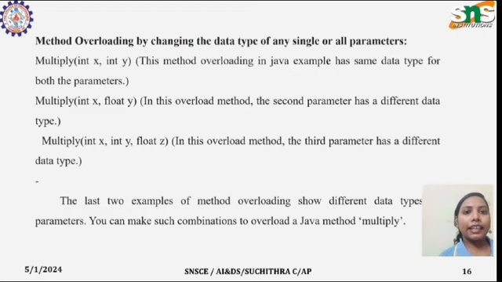Multiply(int x, int y). This method overloading in Java example has the same data type for both parameters. The next example is int x and float y. In this overloaded method, the parameters have different types. Int x, int y, float z. In this, the three parameters have different data types. These last two examples of method overloading show different data types in parameters. You can make such combinations to overload the Java method multiply.